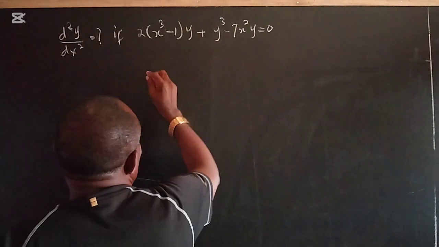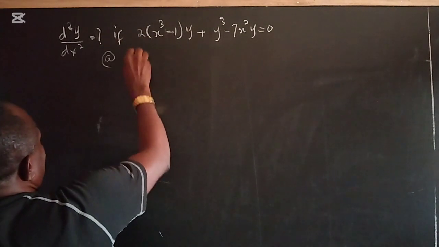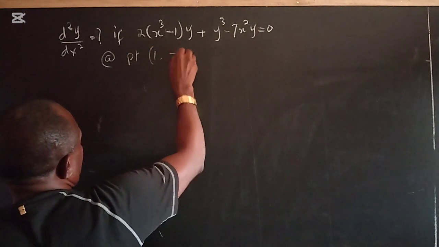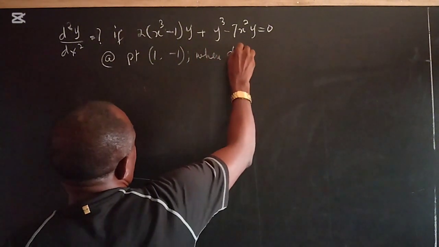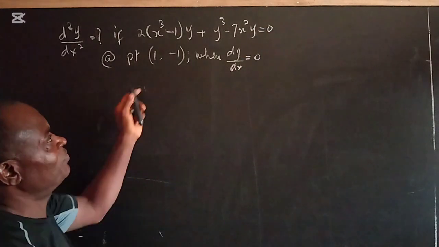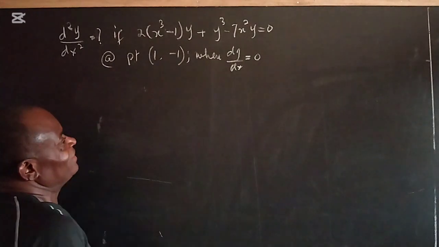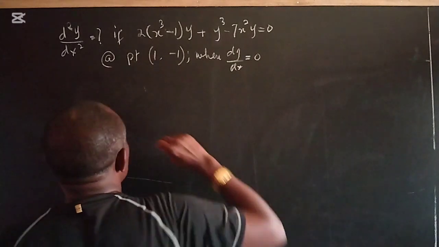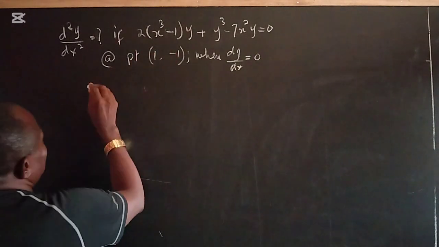It's also said that at the point x is 1, y is minus 1, when dy/dx is equal to 0. All of these conditions were added to the question on the interface. So what are we going to do with this expression? You have to be very attentive. This question is going to be very interesting.